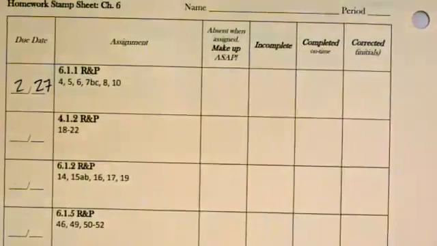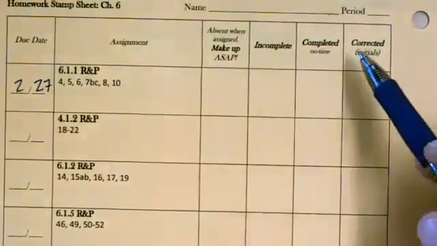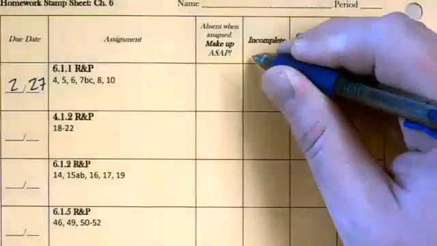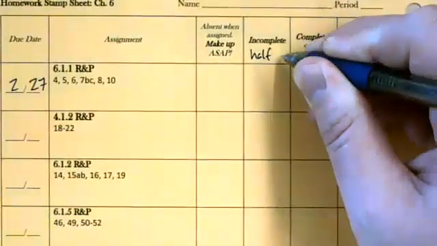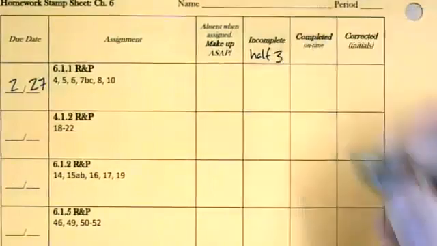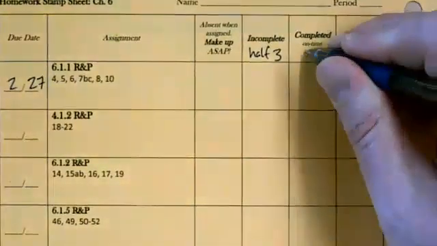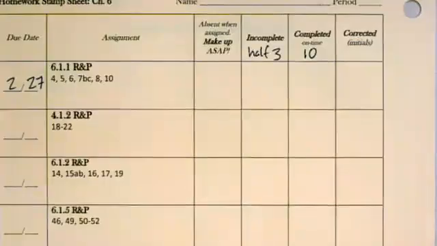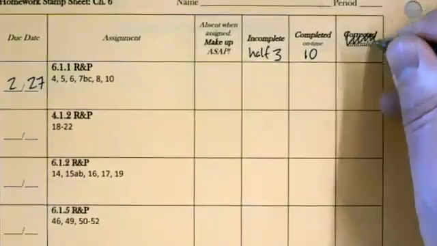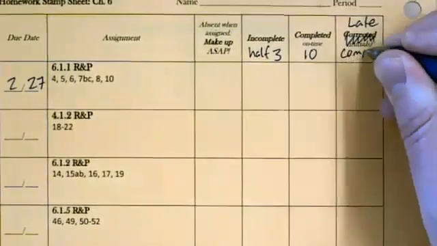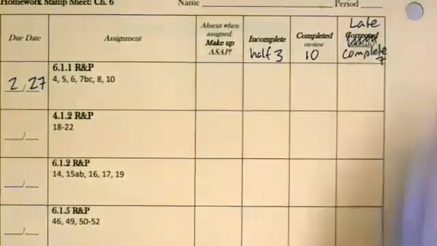And can I get you guys to, I forgot to change these headings up here. Incomplete's going to mean at least half. Okay. And that's going to get you 3 points. You can only get that on the due date. Completed on time is going to give you 10 points. And instead of corrected here, can you just write late and complete? That'll get you 7 points.